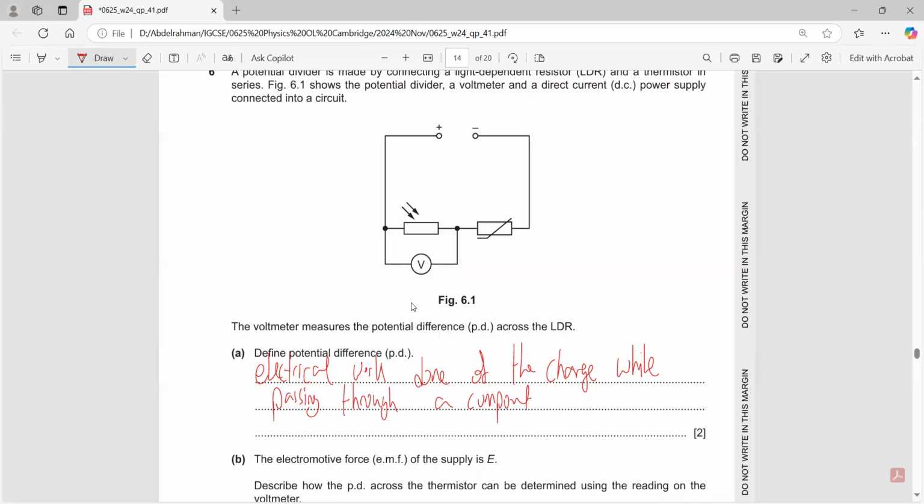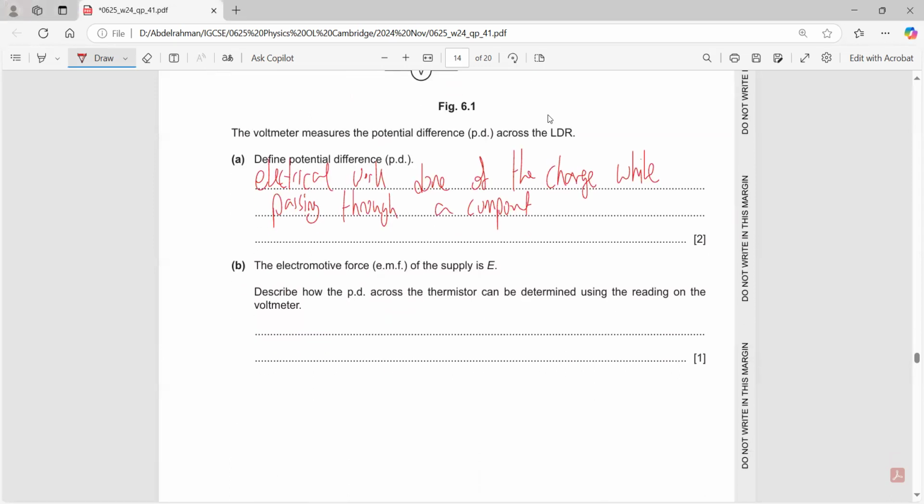Good. Now, the electromotive force is E. The battery, the voltage of the battery is E.